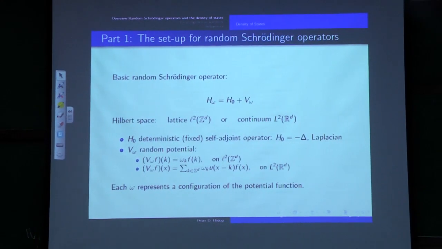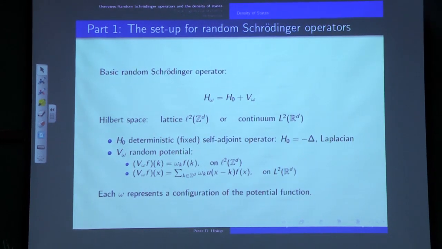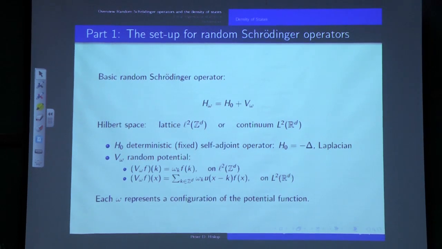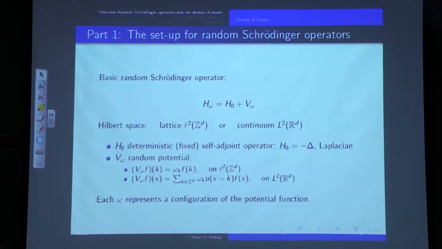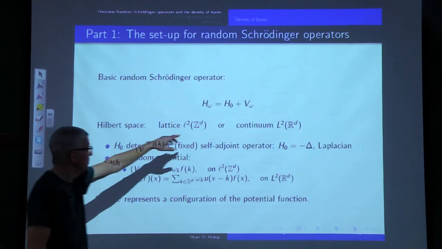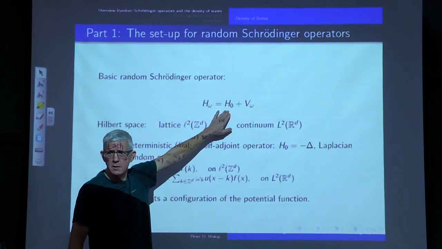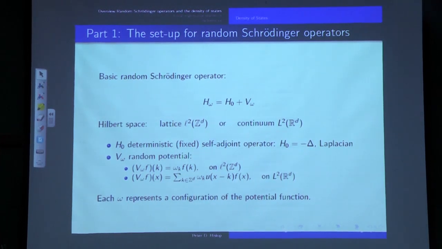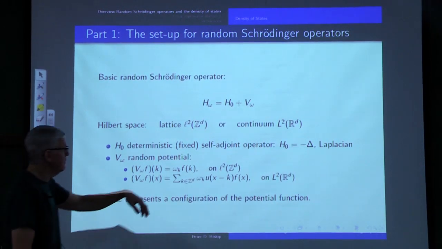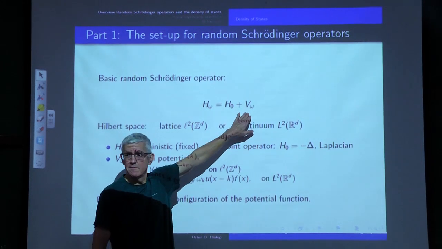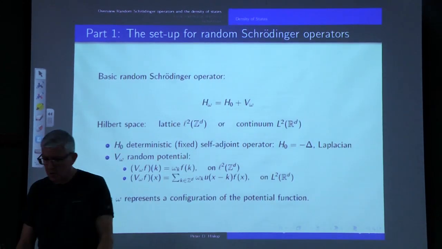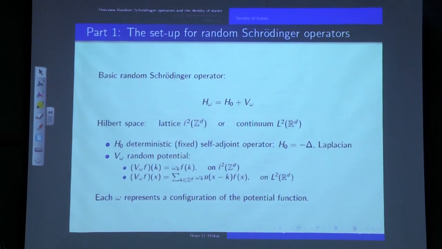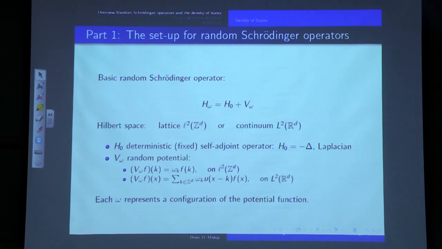Schrodinger operators are simple linear operators on a Hilbert space, and I'll always write them as a sum of two terms. H0 is a background operator. Take it just to be the Laplacian on, let's say, R^d, or the finite difference Laplacian if you're working on the square lattice Z^d. And the randomness enters in a multiplicative function V sub omega. So omega tells you the interaction strength of a particle moving through this disordered media.